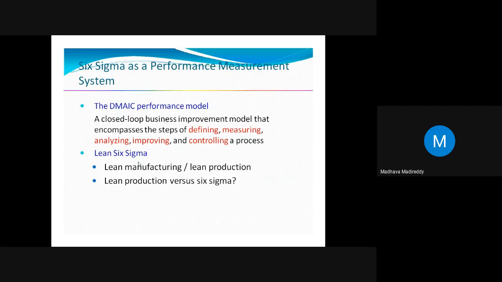And the closed-loop business improvement model contains the defining, measuring, analyzing, improving, and controlling process. That is DMAIC improvement. And Six Sigma is basically lean manufacturing production. So as I mentioned, it has to be production based. The number of samples, the number of defects should be so few.